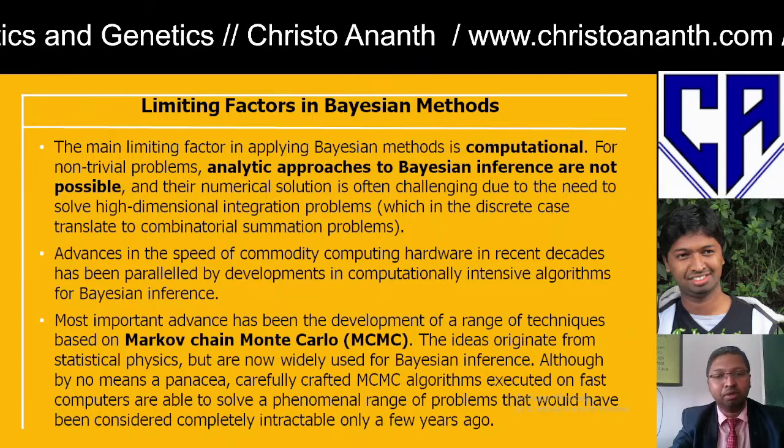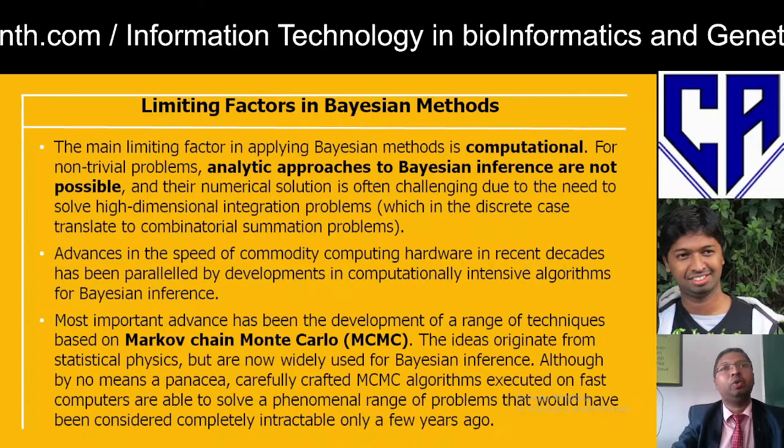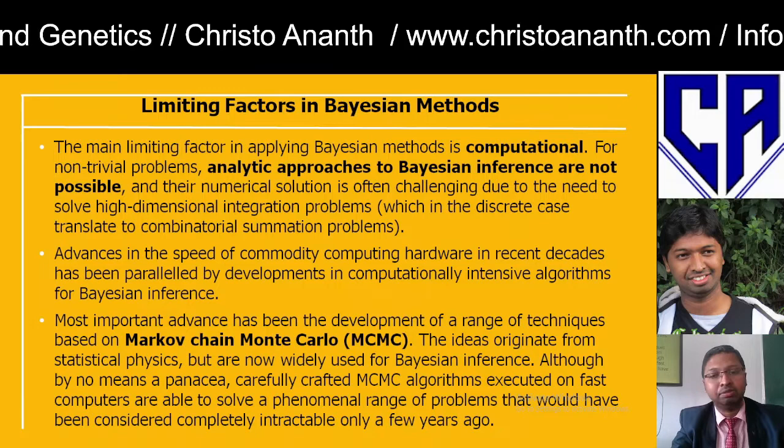With the Bayesian method, they are introducing statistical physics. When we have the advantage of statistical physics, then definitely our Bayesian methods would perform even better. So that is the idea of the MCMC method, the Markov chain Monte Carlo method.